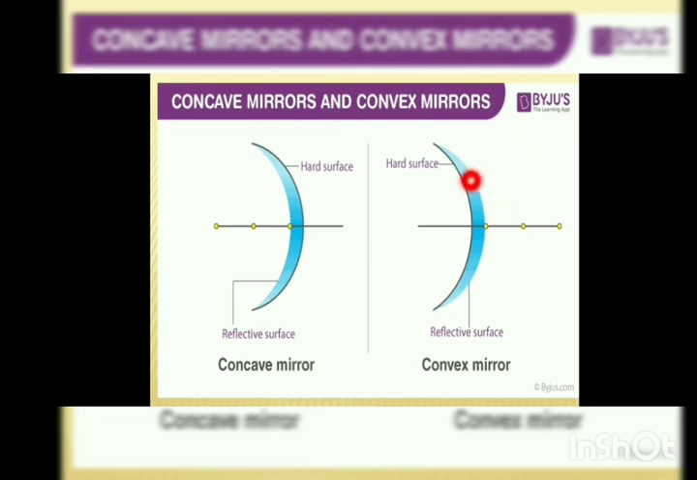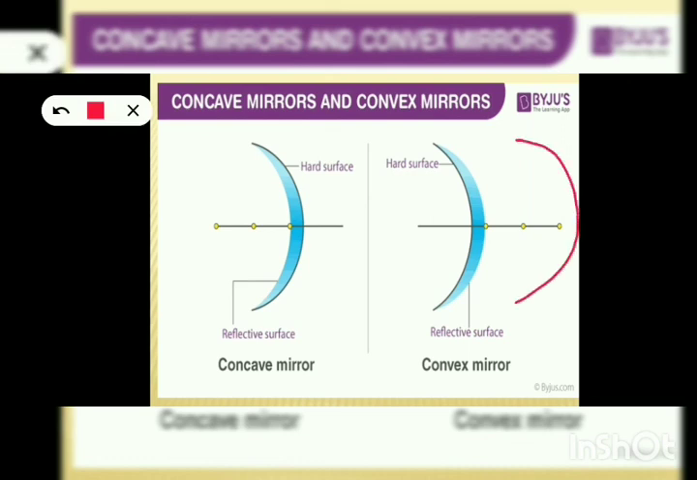Why? Because the reflecting surface is bulged outwards. The reflecting surface is present outwards. So this is the convex mirror, and here the reflecting surface is present on the interior side, so this is the concave mirror. Usually a concave mirror can be represented like this, and a convex mirror can be represented like this.